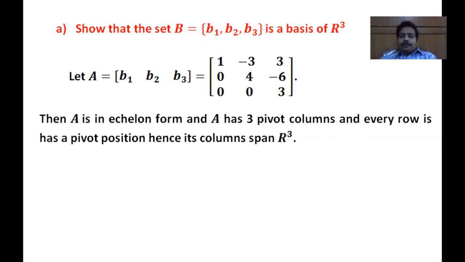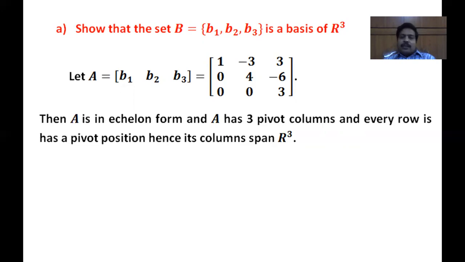If in any problem the matrix formed using the vectors is not in echelon form, then we need to convert it into echelon form, and then check whether these two properties are fulfilled or not. First, whether the columns are linearly independent. For that, we need to check whether there is any non-pivot column. If all the columns are pivot columns, we can say that the columns are linearly independent.